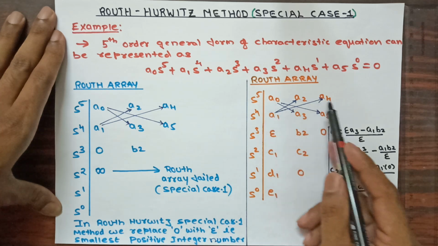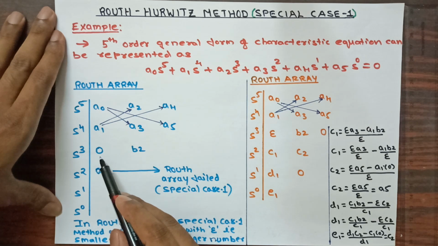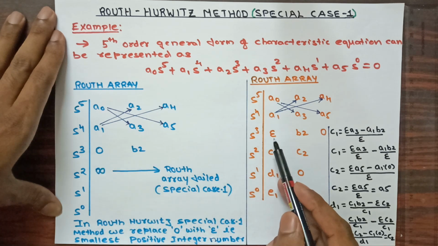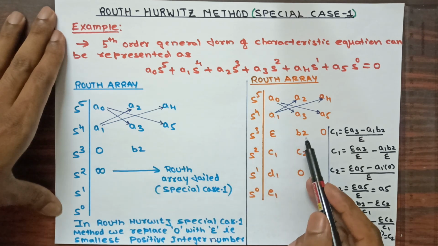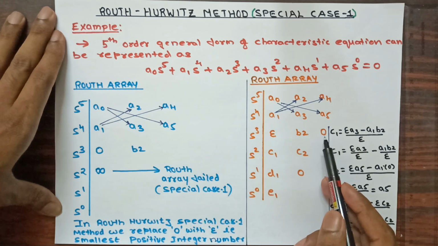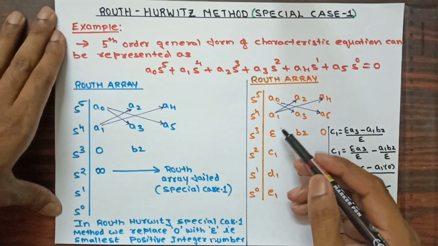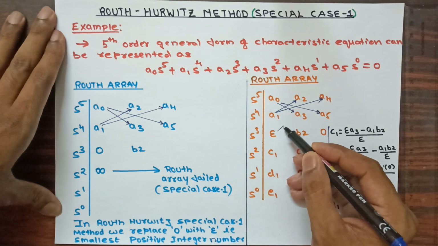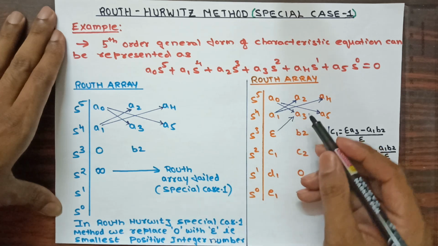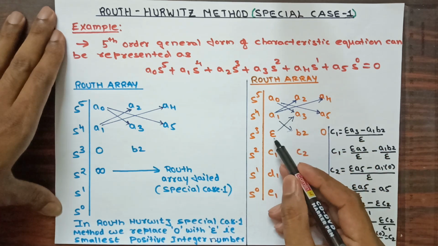So first two rows I have written as it is. Now in the third row I have replaced the 0 with epsilon, and then b2 as it is, and the third element in this row, which is 0, I have also written as it is. Now we need to form the fourth row. For that we are going to multiply epsilon with a3 minus a1 into a2, whole divided by epsilon.